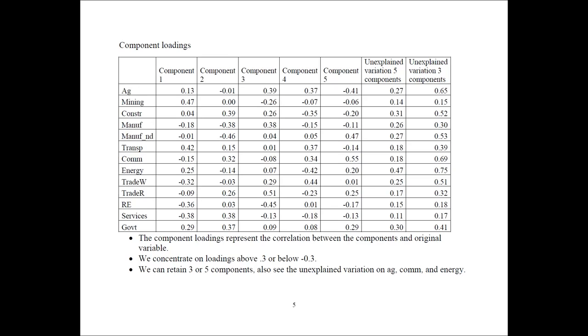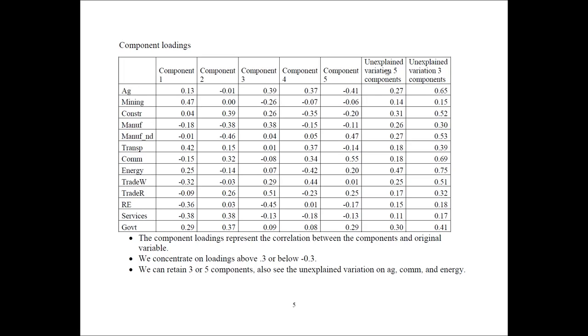Okay. So the next thing that we can get once we estimate principal component analysis is what we call component loadings. These component loadings represent the correlation between the components and the original variables. The original variables are 13, from agriculture, mining, all the way down to government. And these are the components that we're trying to summarize the data with. Again, we decided that we will use either 3 or 5, so I've kept here the first 5.